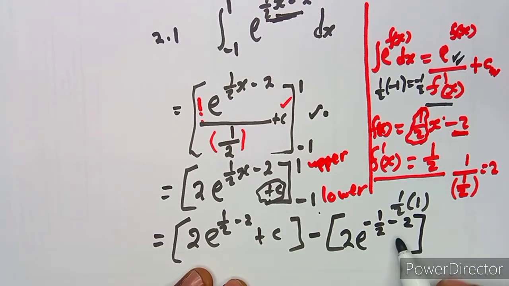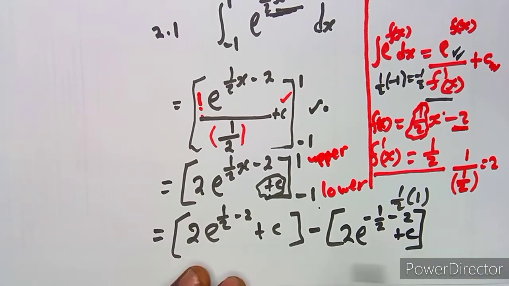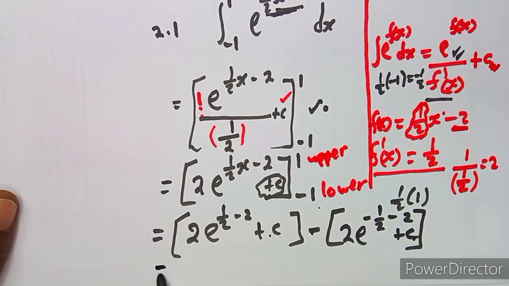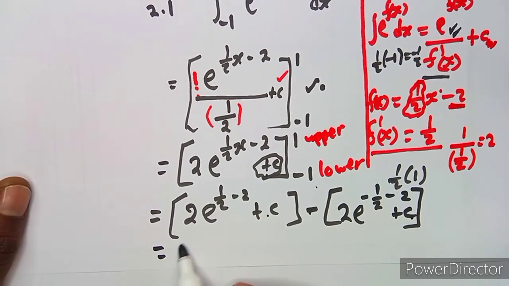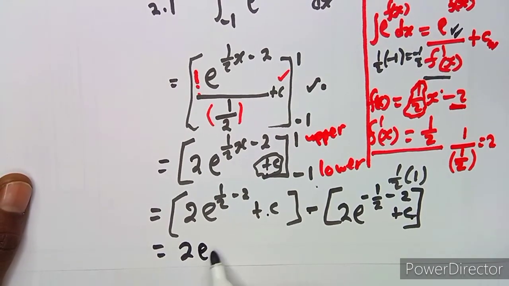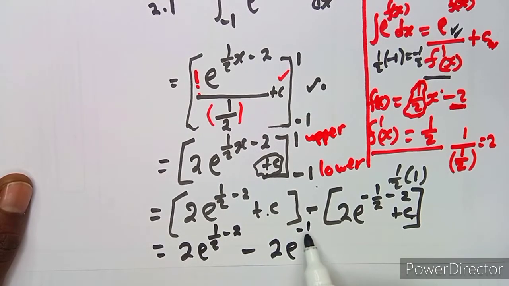So if you use the constant of integration, then you just write plus c. As you can see, c minus c is 0 there. So you'll be just left with this part of 2e to the exponent of half minus 2, minus 2e to the exponent of minus half minus 2.